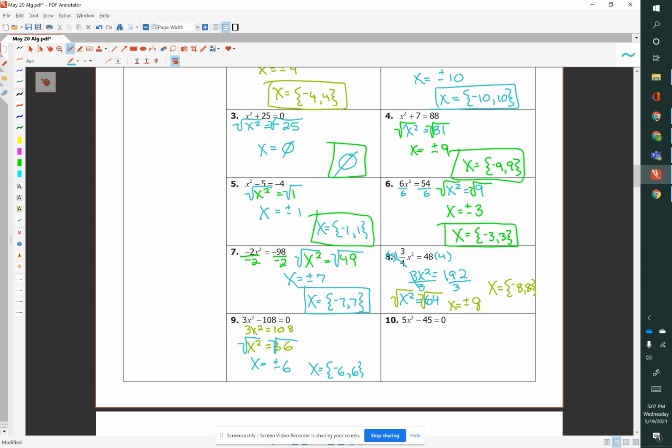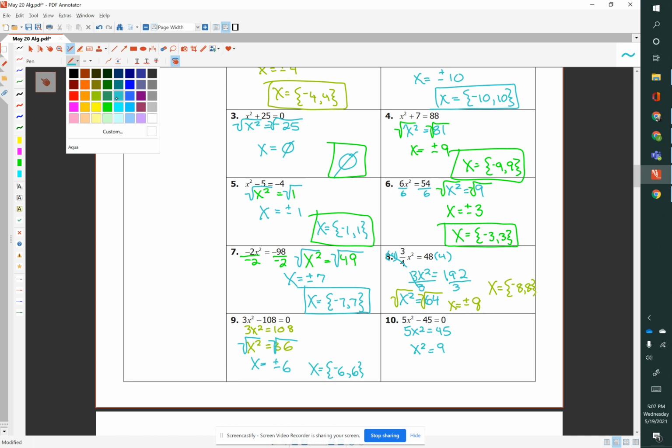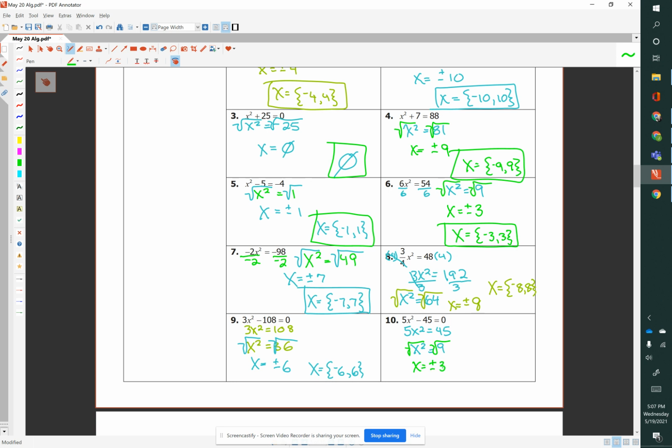And number 10, we'll rewrite this, 5x squared equals positive 45. And when we divide both sides by 5, we will have x squared equals 9. And we'll take the square root of x squared and of 9. And we'll have x equals plus or minus 3.